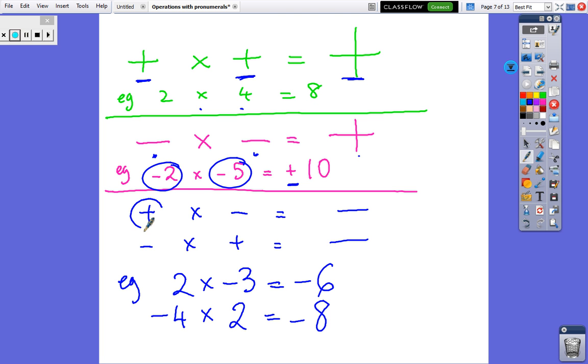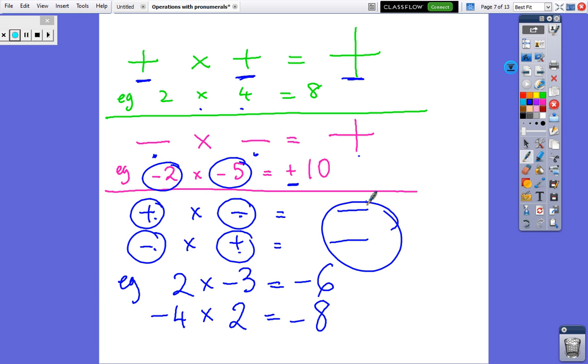And the other one is, when the signs are not the same, a plus and a minus or a minus and a plus, you get a minus answer. So there's some examples there. So copy those down if you need to.